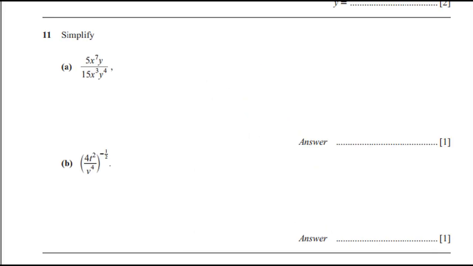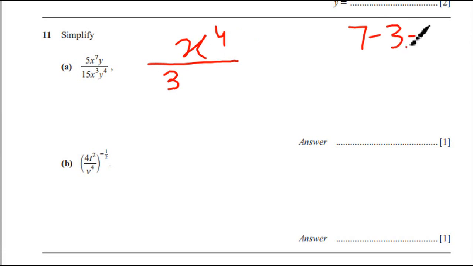Question 11, part A. Simplify this. So 5 over 15 becomes 1 over 3. x power 7 over x power 3 becomes x power 4, because you subtract 7 minus 3, which is 4. And then y power 1 over y power 4 becomes y cubed in the denominator. So this is the answer for part A.